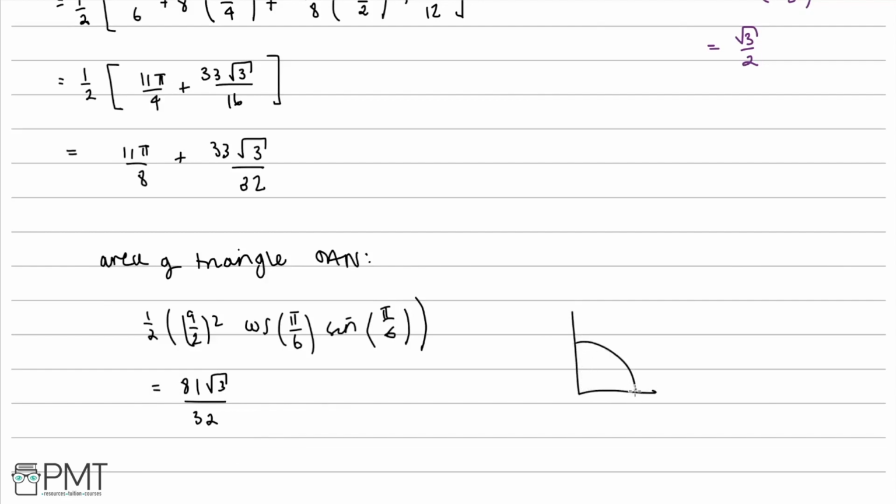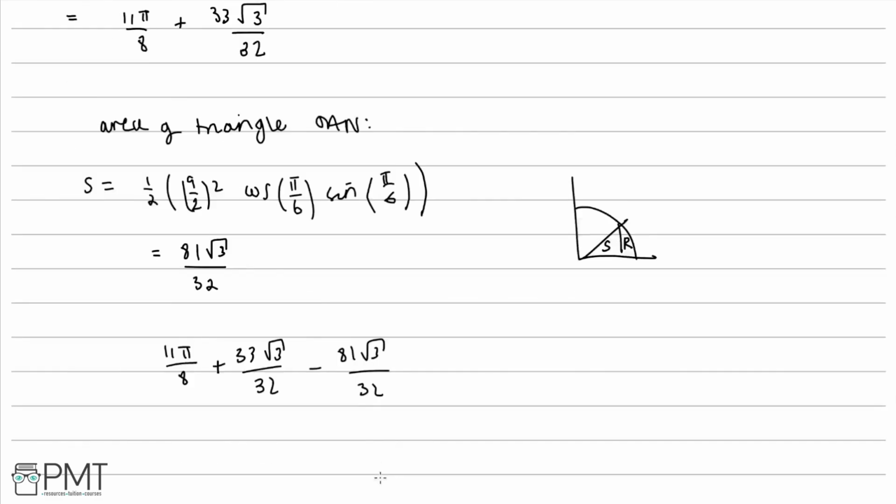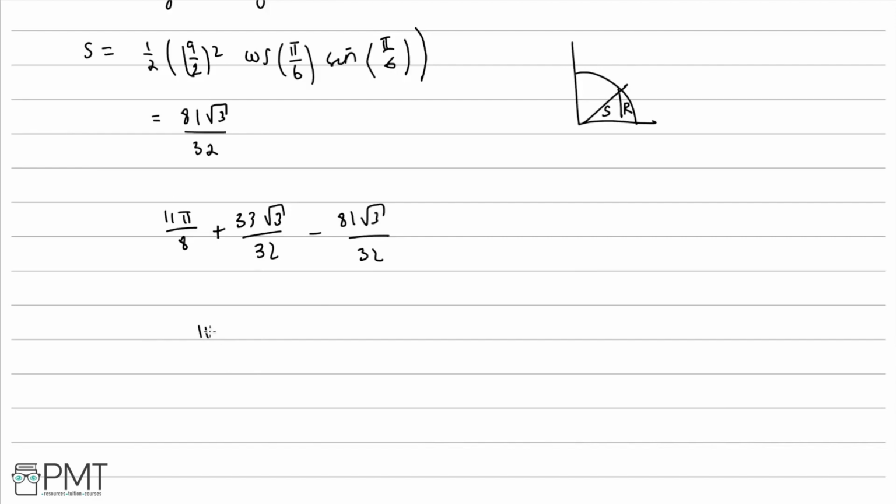If we recall our curve, which looks something like this, this is R, and this is S. Well, the area of R will then be 11 pi over 8 plus 33 root 3 all over 32, subtract 81 root 3 over 32, as 81 root 3 over 32 will be equal to S. And this value will just be 11 pi over 8 minus 3 root 3 all over 2, where, if we recall in our question, we need to find P. Well, P is equal to 11 over 8, and Q is equal to minus 3 over 2.